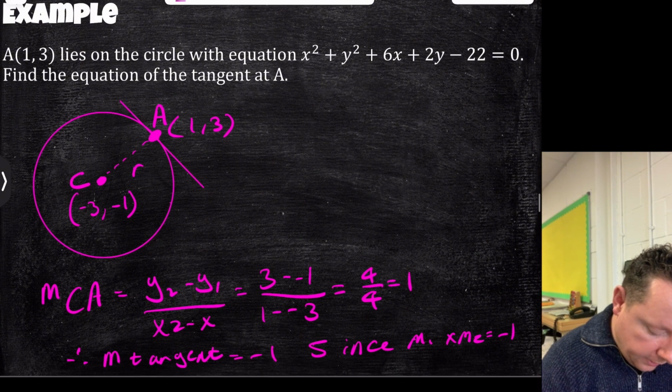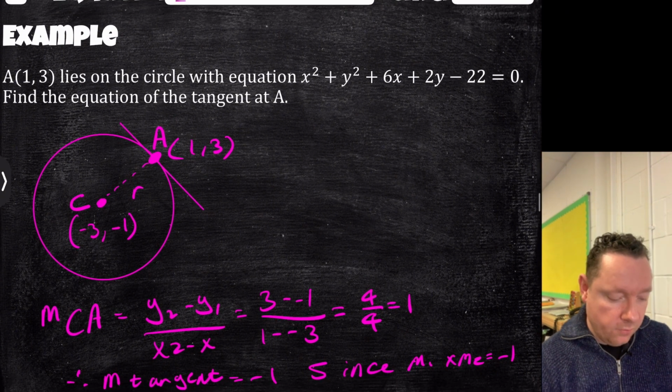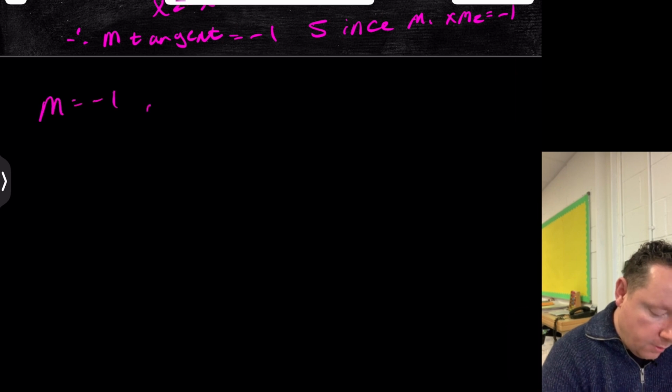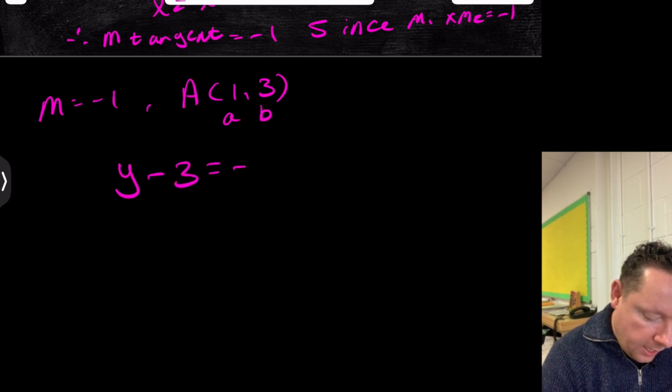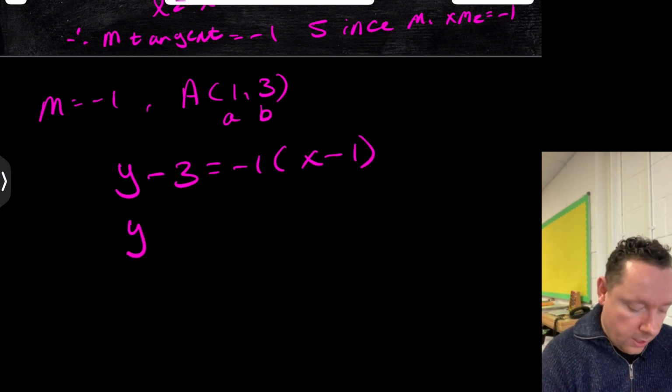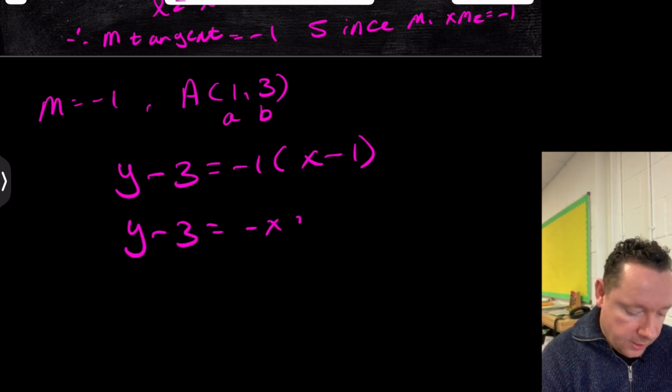So we've got a gradient of minus 1, and the point is (1, 3). So we just write that down. Gradient equals minus 1. The point A is (1, 3). So that's our a and b. y minus b equals m(x minus a) is the equation of the tangent. So y minus 3 is minus x add 1, or y equals minus x add 4 by taking it across, and we're done there.